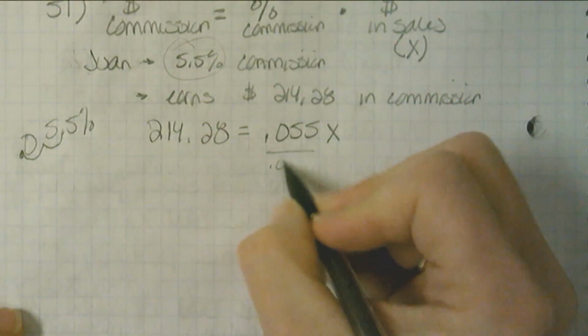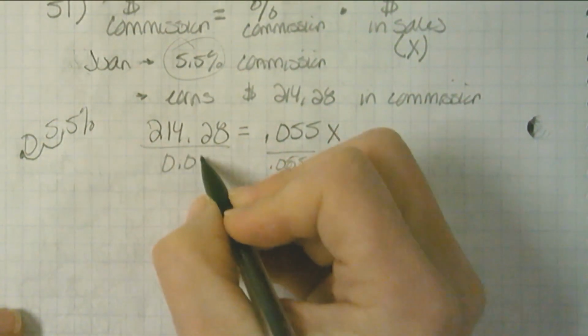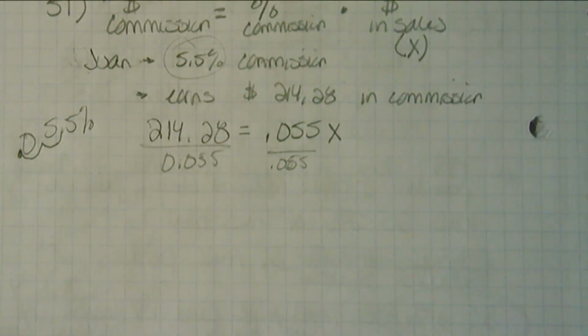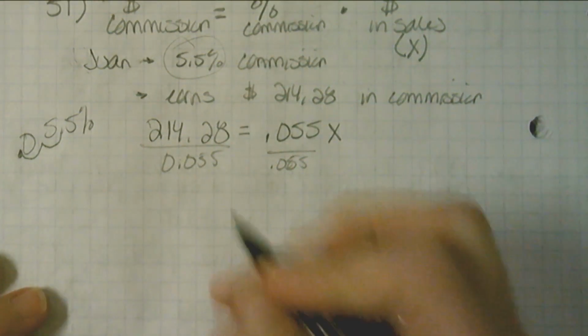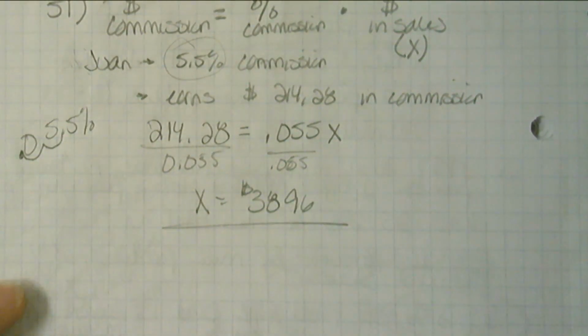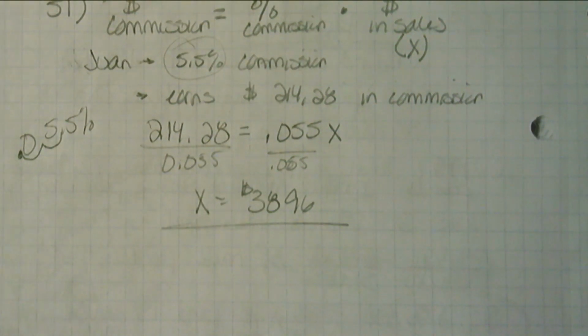And now I'm going to divide both sides by 0.055. You guys will have your calculators. So I have 214.28 divided by 0.055, and I end up with x is equal to $3,896. I do expect you to know how to find commission. I do expect you to know how to find sales tax. Both of those are a percentage of your whole, or your total. In commission, it's your total sales. In sales tax, it's your total amount of cost of whatever you're buying.